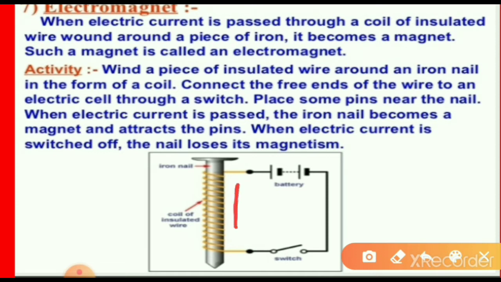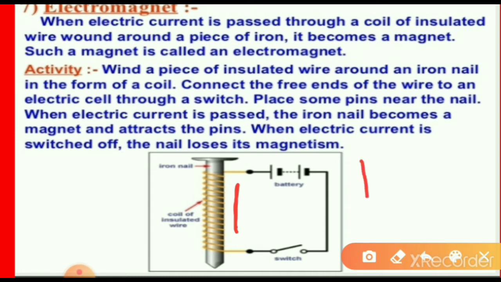So this is the coil of insulated copper wire, wound around a piece of iron, and it becomes like a magnet. Such a magnet is called an electromagnet. So let us perform one of the activities related to the electromagnet.